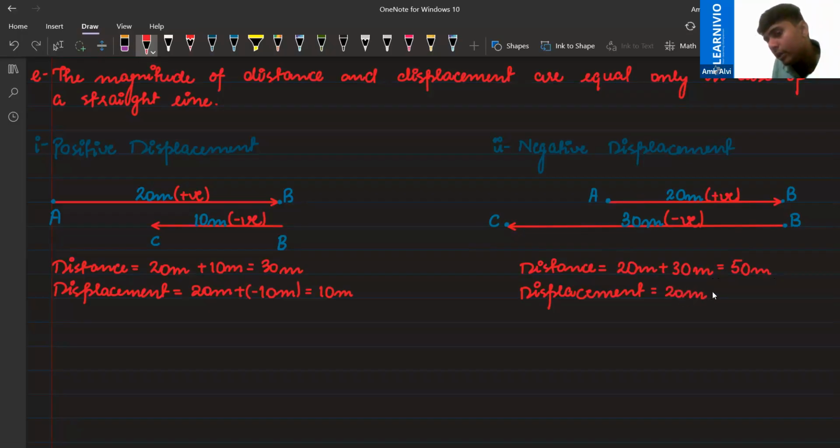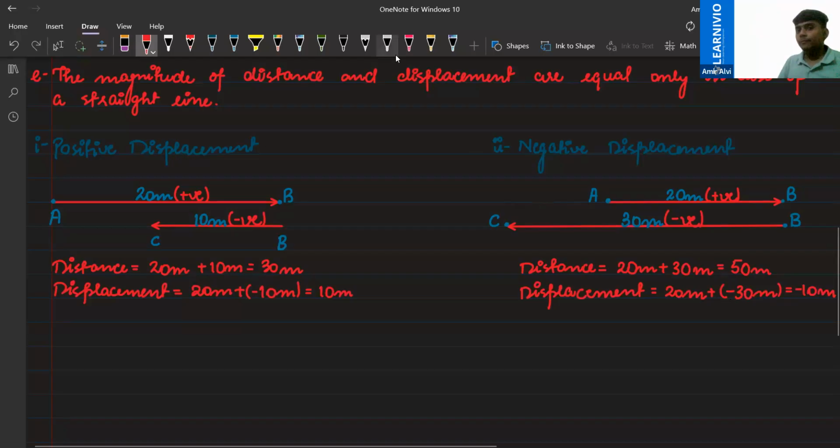Can anybody tell me what is the significance of this negative sign? Negative means that he went backward after going forward, in the opposite direction. That's right. That means the body has moved from the origin on the left hand side, in the opposite direction. Clear, all of you? Any doubt so far to anyone?